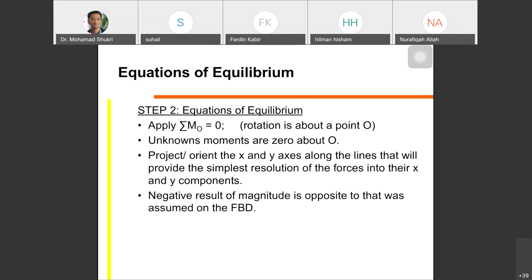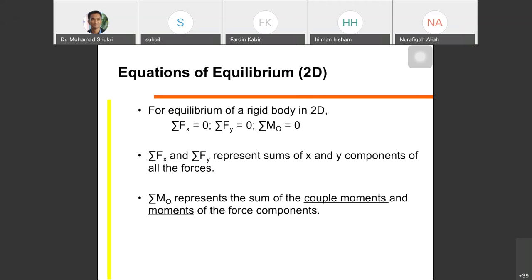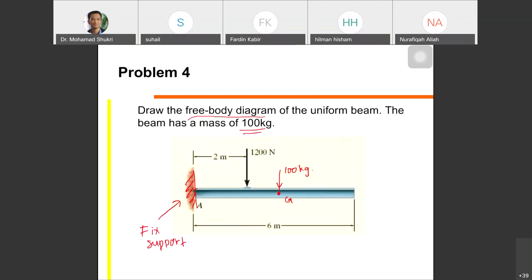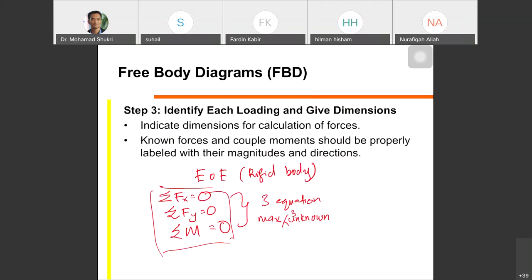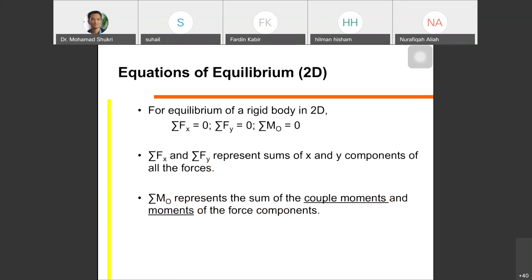So, determine the for problem number 5. Before I jump into here, let's talk about moment first. So for this moment, you need to take moment at where you have largest unknowns. Okay, you can take moment at point A, let's say, or you can take moment at point B. Okay, you can take any moment at any point, but I suggest you to take moment at where the largest unknowns exist. Okay, I'll talk later lah, using example.